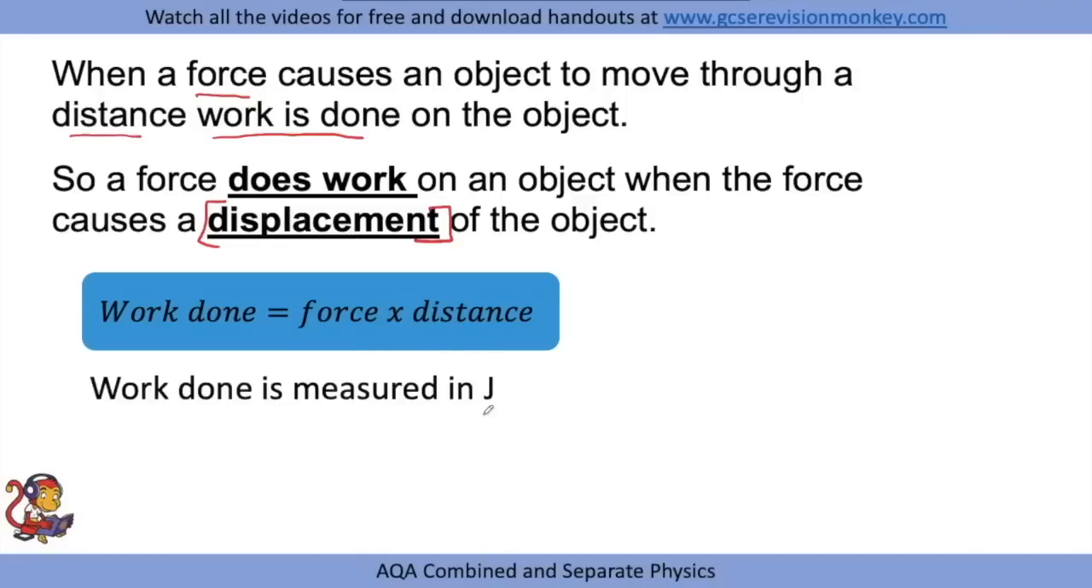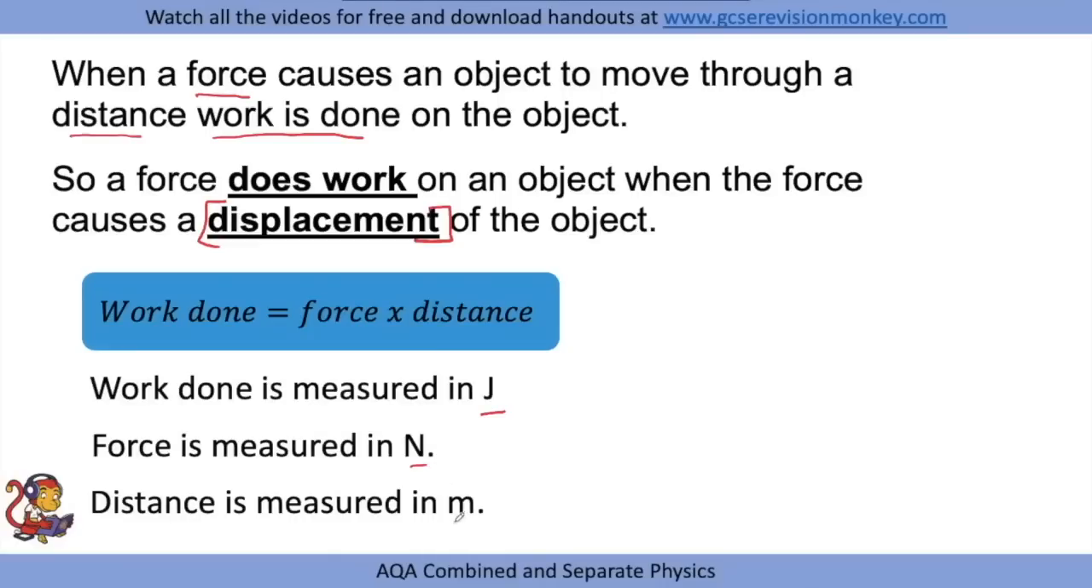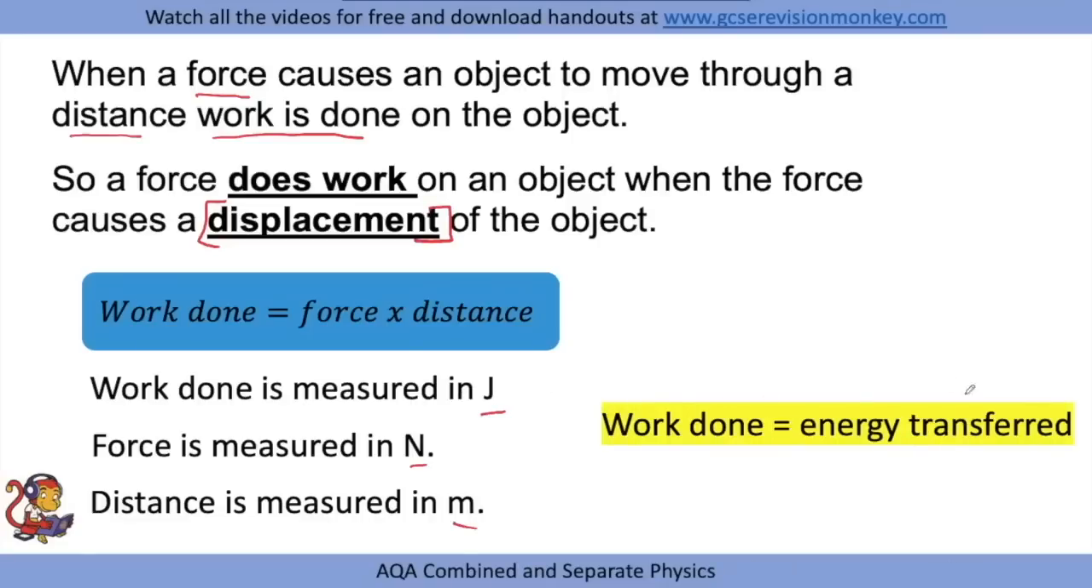where work done is measured in joules, force is measured in newtons, and distance is measured in meters. The reason why work done is measured in joules is because it's the same as energy transferred, and obviously energy is measured in joules. But you do also need to be aware of another unit for work done, and that is Newton meters. So 1 Newton meter is equal to 1 joule. And the Newton meter comes from the fact that you're multiplying a force measured in newtons by a distance measured in meters. So you might see work done in Newton meters, or you might see it in joules.